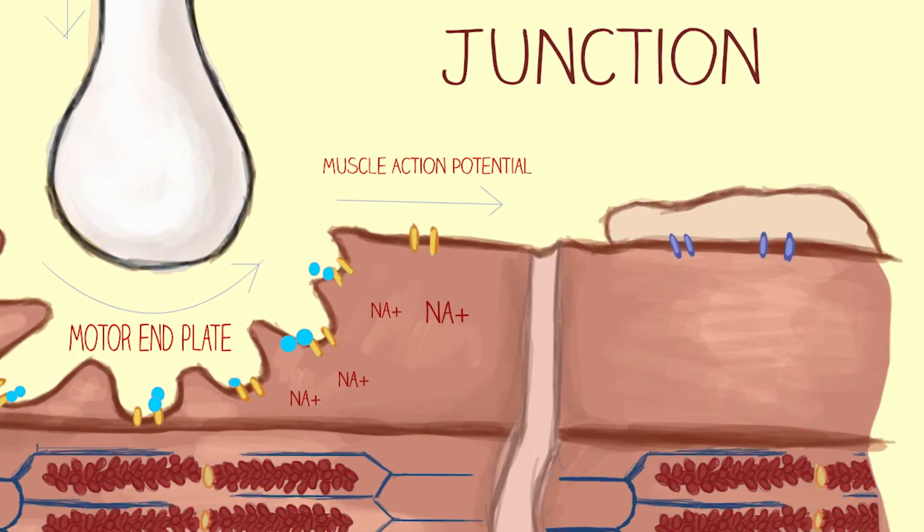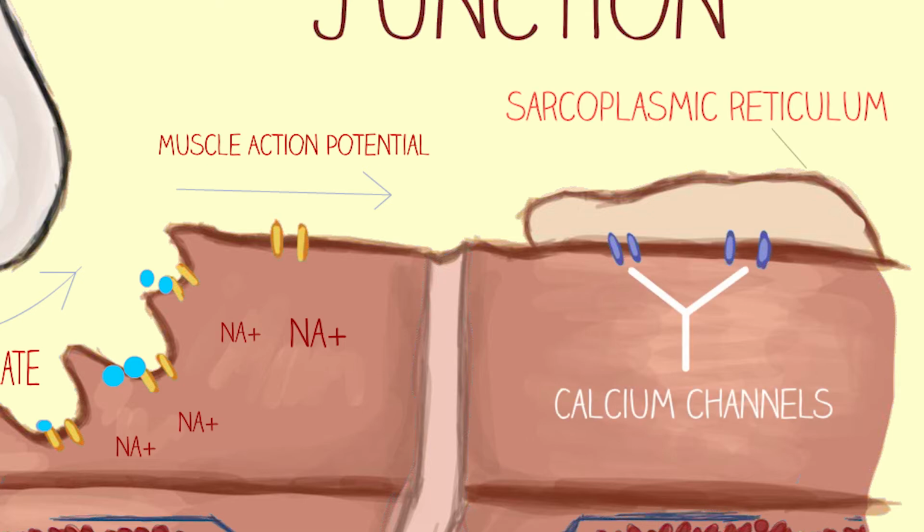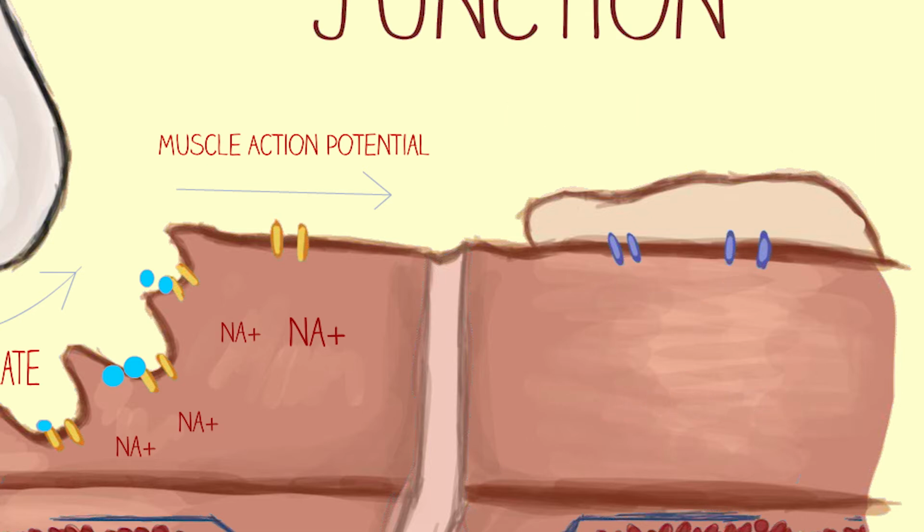Now, as the muscle action potential travels down the sarcolemma and T tubules of the muscle fiber, L-type voltage-gated calcium channels become activated. These channels stand for long-lasting voltage-gated calcium channels. Now remember, the action potentials are electrical signals, so therefore it makes sense that these action potentials can activate a channel that is voltage gated.